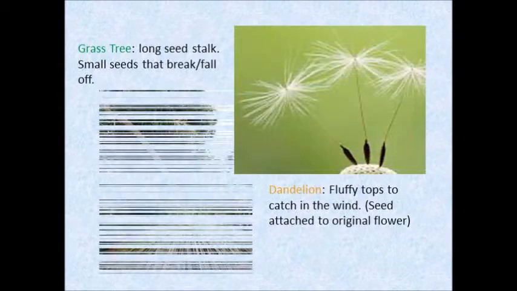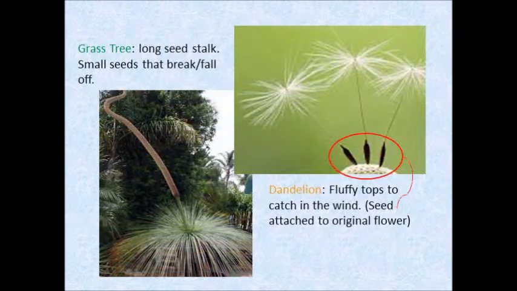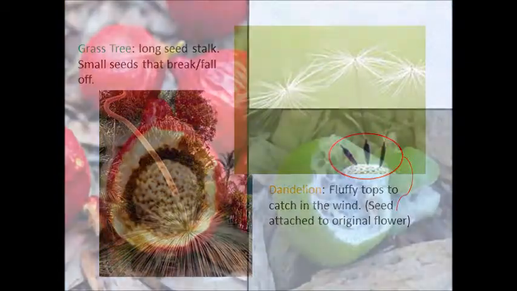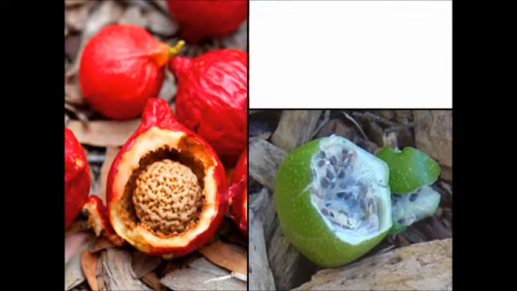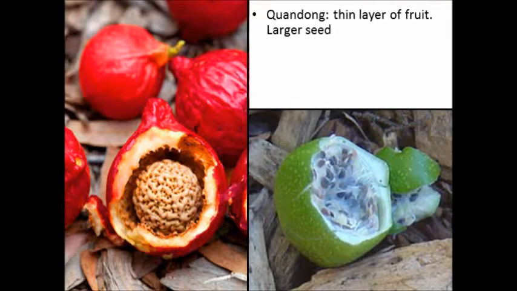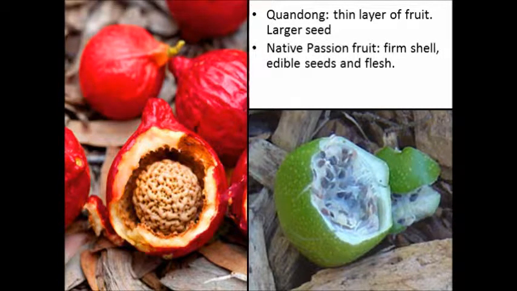Other plants and weeds such as the dandelion and grass tree have adapted to the use of wind. Dandelions use fluff on the end of their seeds while grass trees use a long stalk to expose the seeds to the wind. Many plants have also adapted to using seeds enclosed in fruits, including the quandong and native passion fruit. This protects the seeds and also allows them to be carried long distances by some animals.